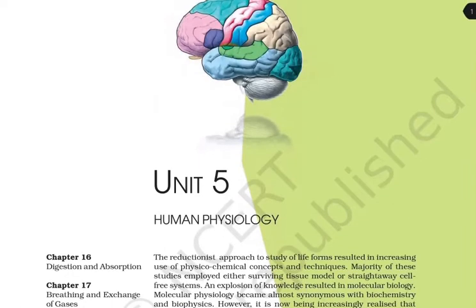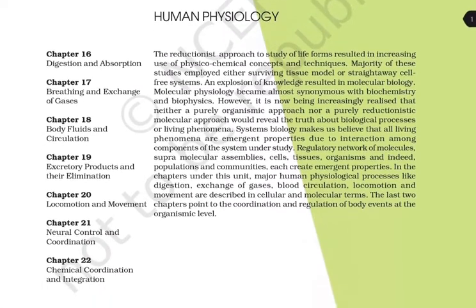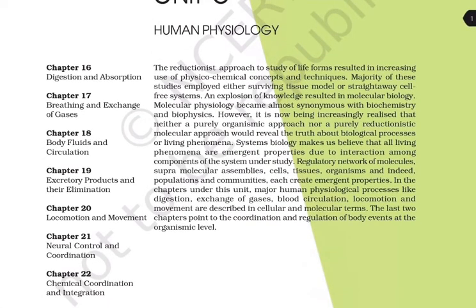Today we are going to read Human Physiology, Unit 5, Digestion and Absorption. The section Human Physiology includes 7 chapters, that is digestion and absorption, breathing and exchange of gases, body fluids and circulation, excretory products and their elimination, locomotion and movement, neural control and coordination, chemical coordination and integration.